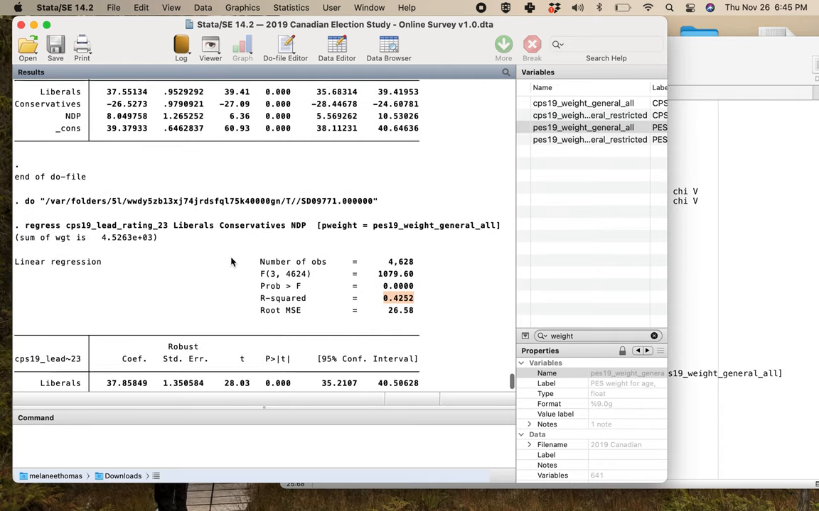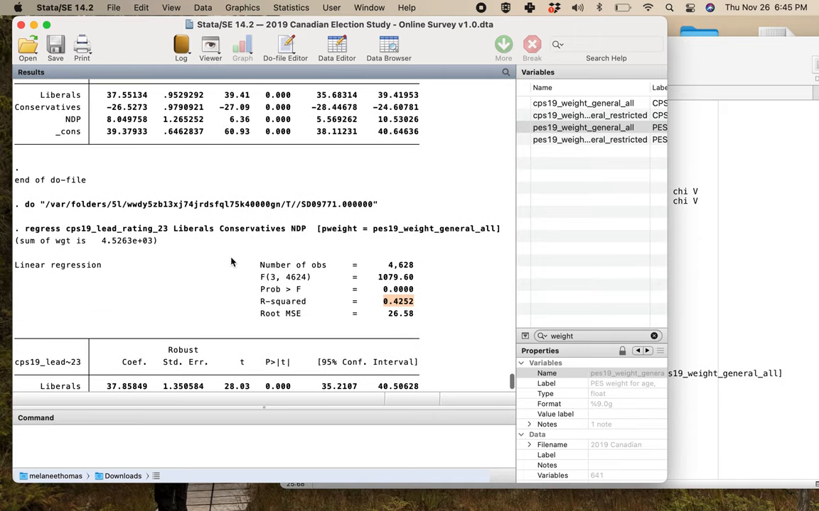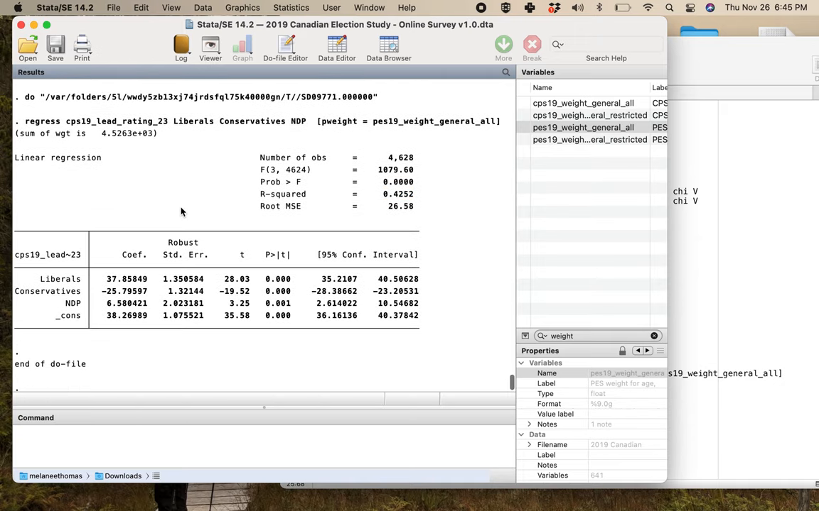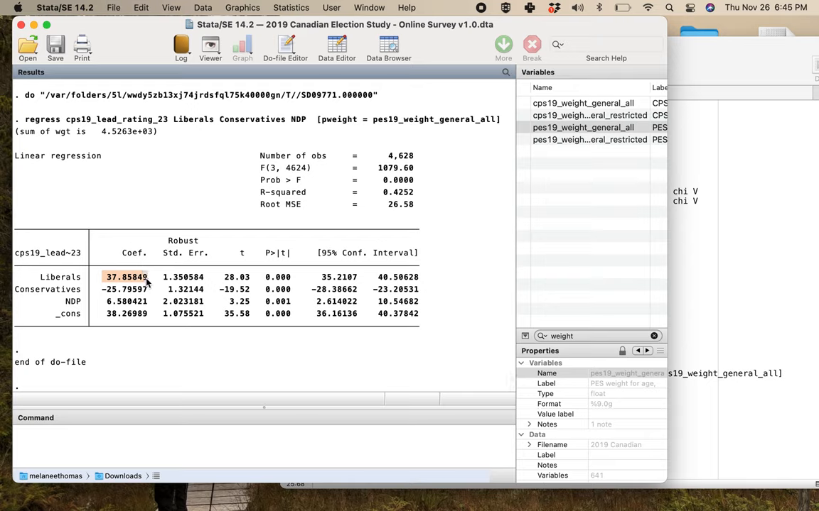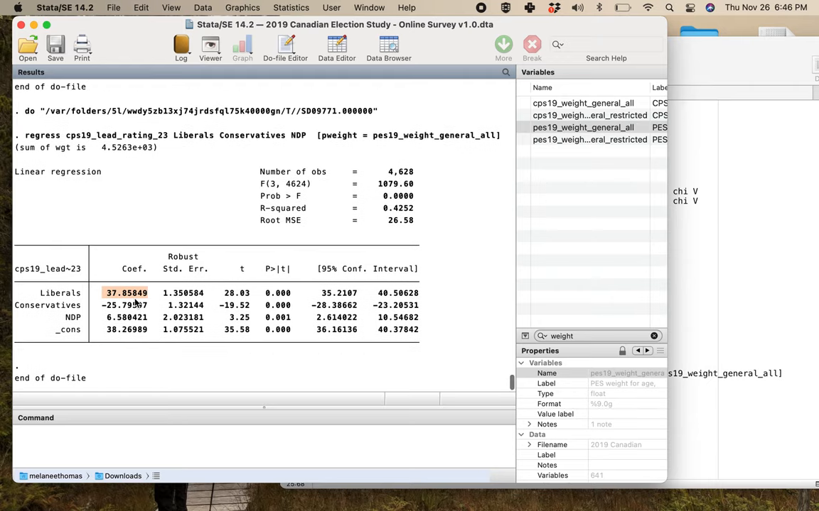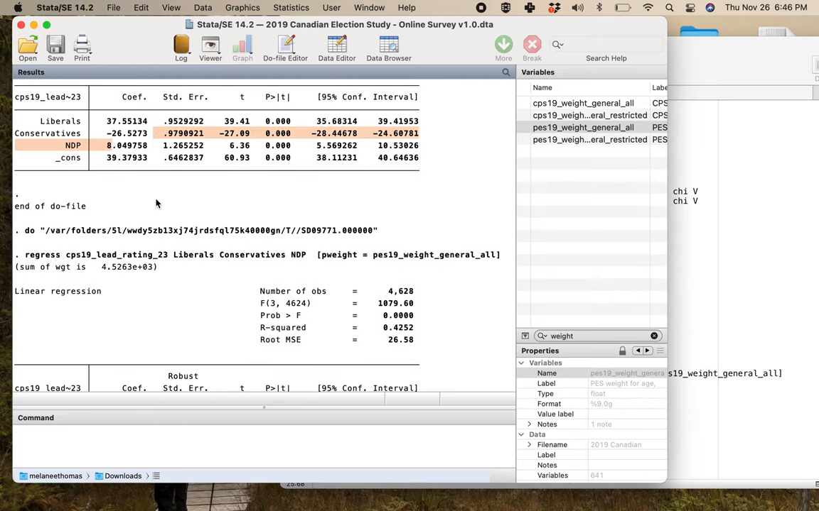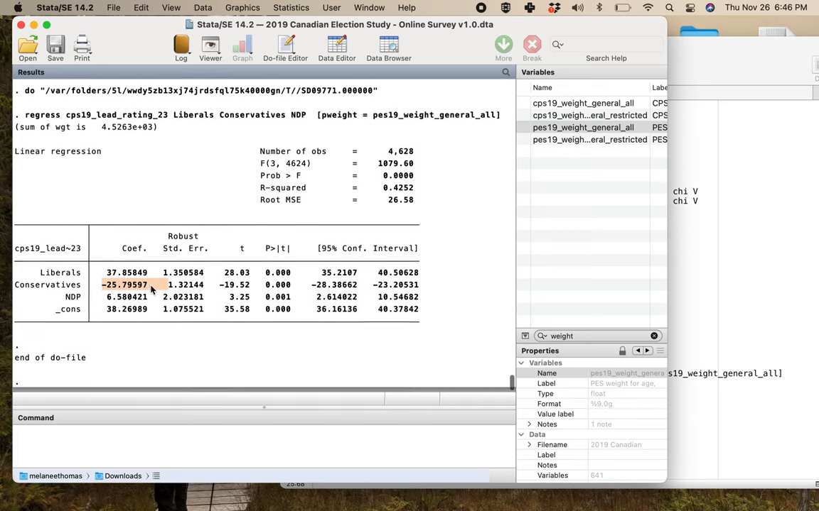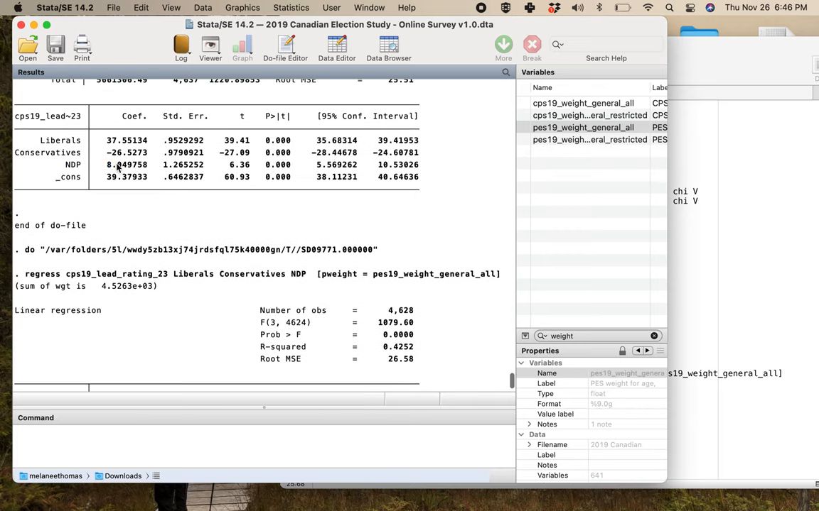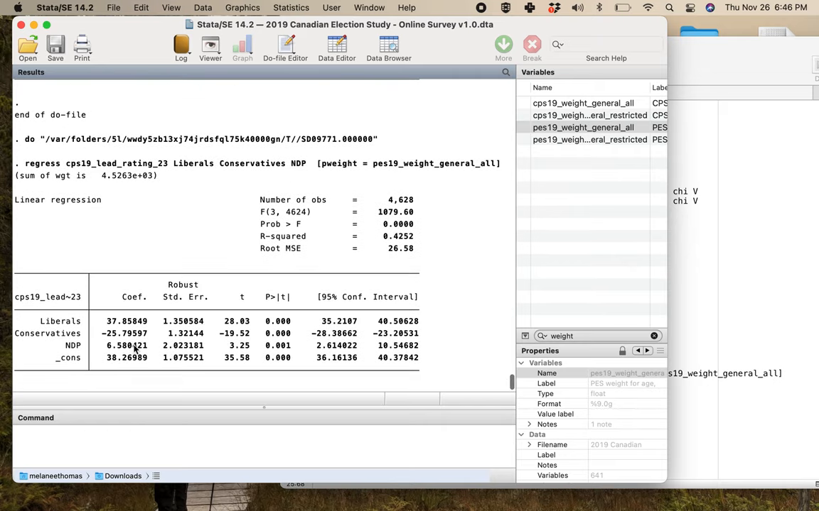The coefficients have remained pretty stable though, sort of. So the effect for the Liberals with the weight on is still almost 38 points. Being a Liberal partisan means that, being a Liberal versus not, increases your rating of Justin Trudeau on that 0 to 100 point scale by about 38 points. And it doesn't really affect the Conservative one quite as much, it's been a minor change. And then you've got the NDP. The NDP one is the one that's actually changed the most, gone from 0.8 to 0.65.